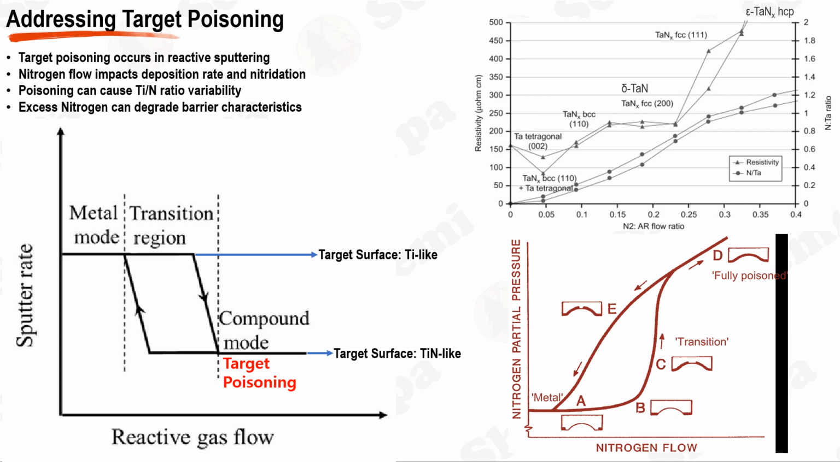The state of the target surface can alternate between a metal mode, where the surface is mainly titanium, Ti, and a compound mode, where the surface is primarily composed of the compound TiN.